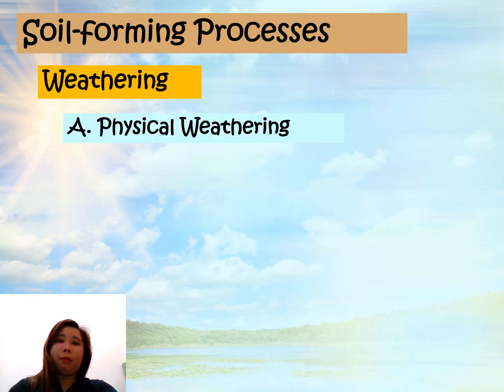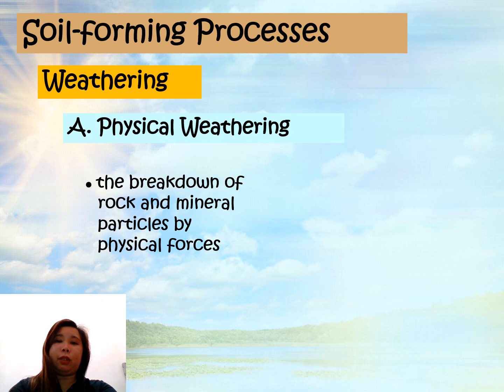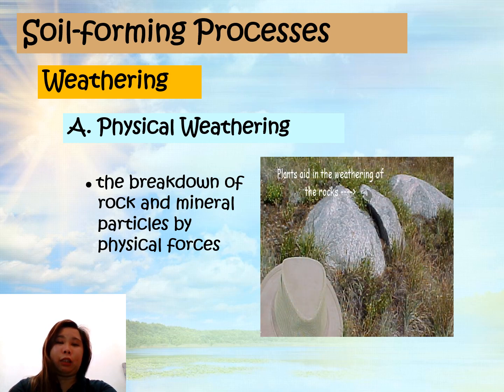The first kind of weathering is physical weathering. It includes the breakdown of rocks and minerals by physical forces. An example is this: when a plant aids in the weathering of rocks, as you can see, the rock breaks into two.